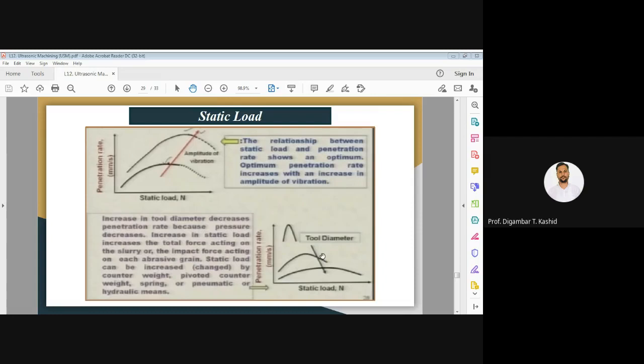You can see, an increase in tool diameter decreases the penetration rate, because pressure decreases with an increase in the value of tool diameter, because we know that pressure is equal to force divided by tool cross-section area. And an increase in static load increases the total force acting on the slurry, or the impact force acting on each other. So static load can be increased by counter weights and others. So this was about the static load.